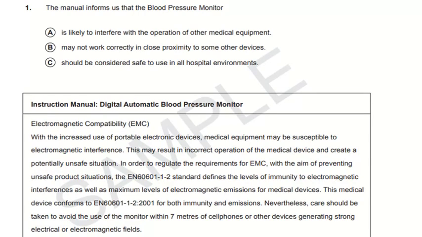This is an example of one of the samples that's found on the official website, and that's what the questions in the exam will be like.